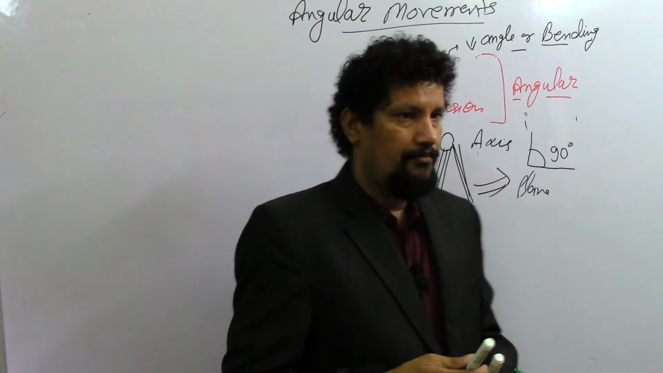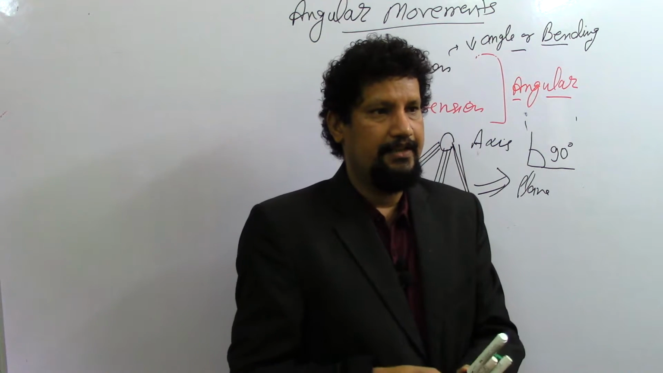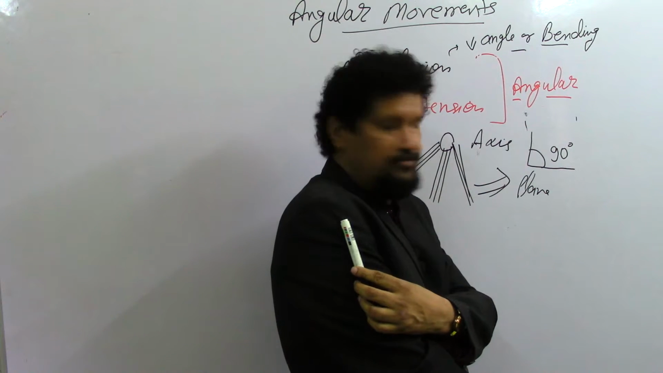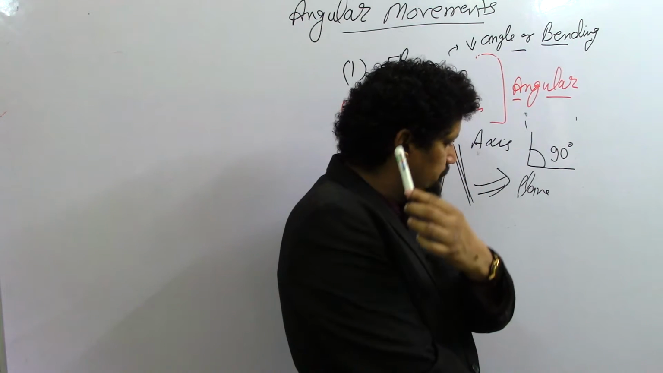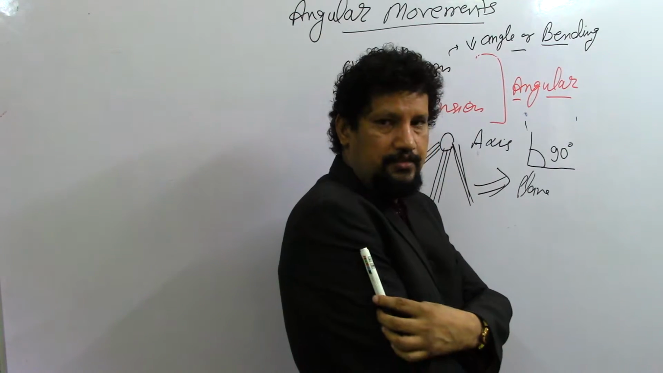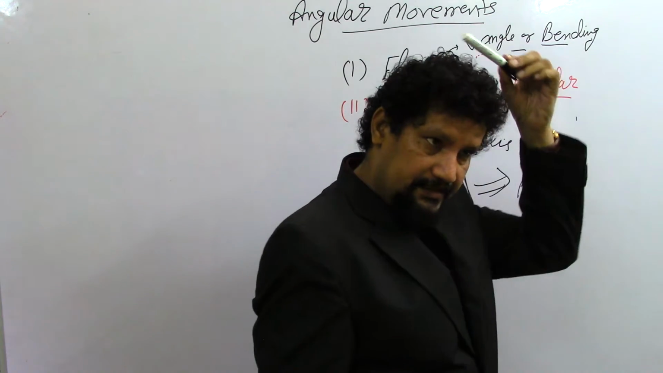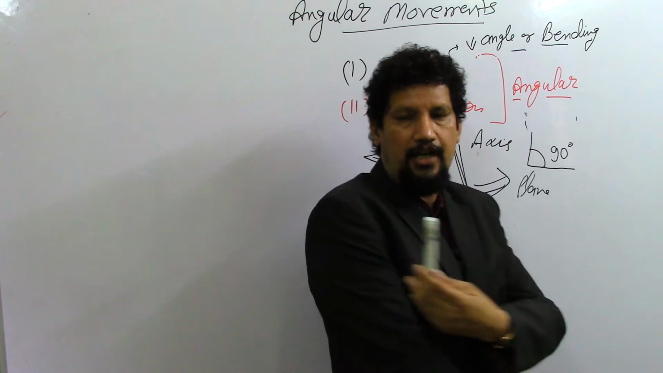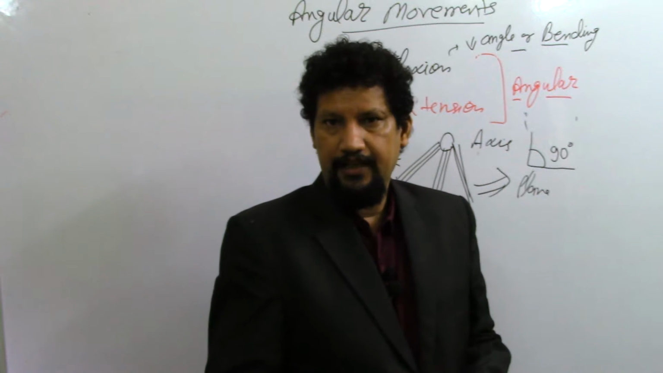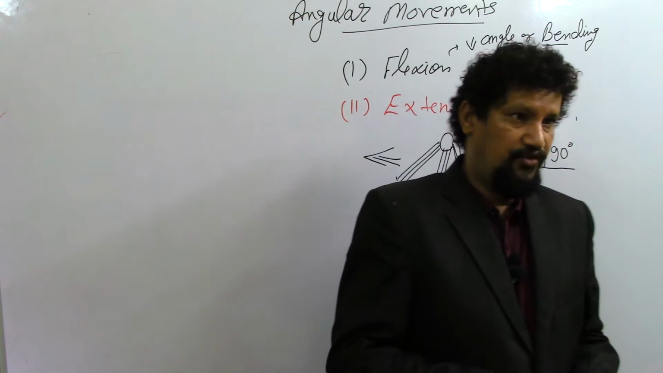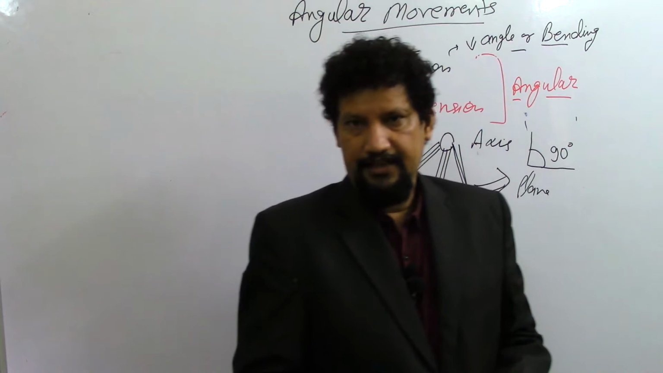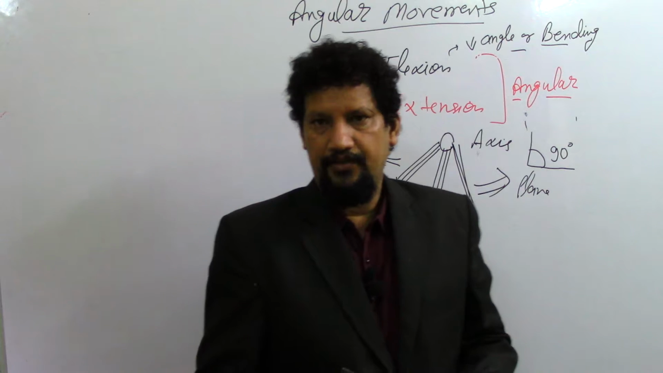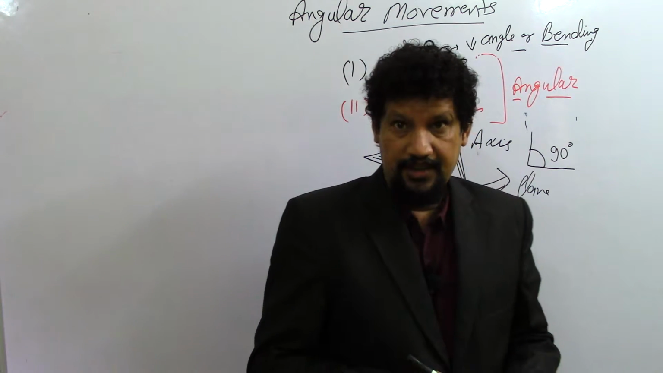Any plane which divides the body into anterior and posterior portions, passing through the coronal suture, is the coronal plane. Coronal suture is like this. This plane is also known as the frontal plane. The frontal plane is used during the reading of electrocardiography, especially the limb leads.